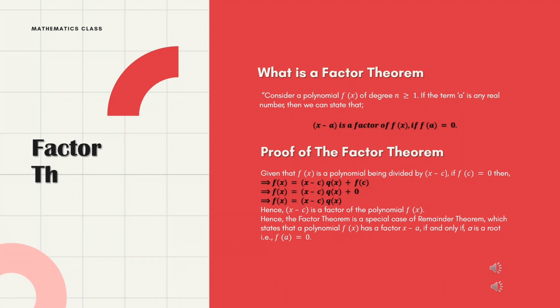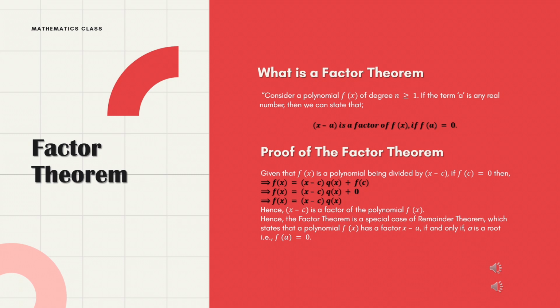Consider a polynomial f(x) of degree n greater than or equal to 1. If a is any real number, then we can state that x minus a is a factor of f(x) if f(a) equals 0. Proof of the factor theorem.